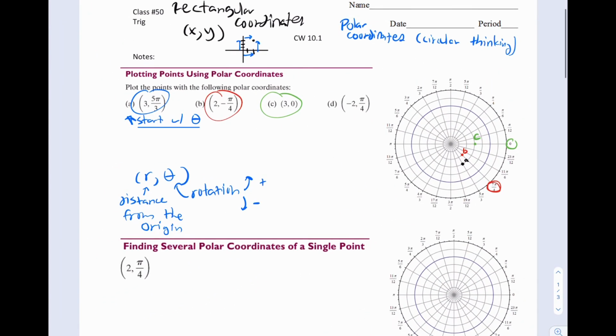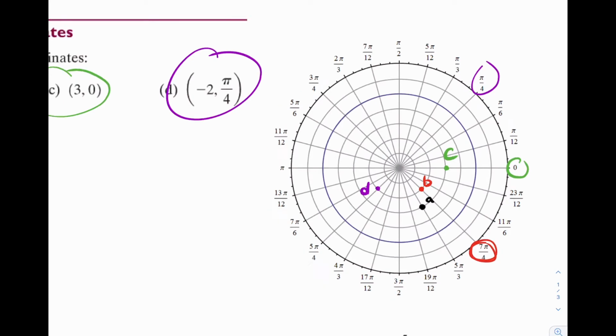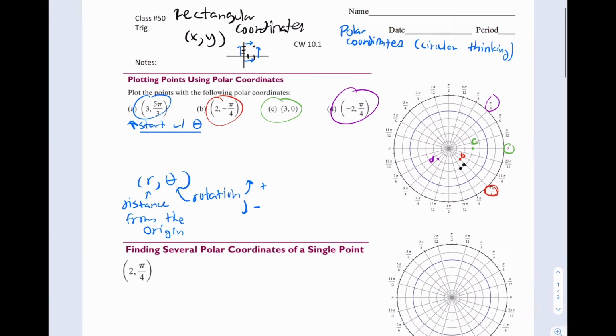And the last one, I'll do this in purple. Pi over 4, negative 2. That means we're looking at pi over 4. You're standing at the origin, but r is negative 2. So instead of walking forward, we're going to walk the other direction, backwards. 1, 2. There's part D. And there you go. We just graphed our first set of polar coordinates.